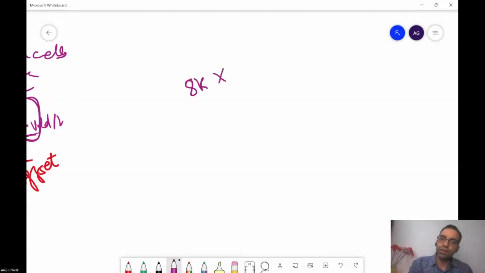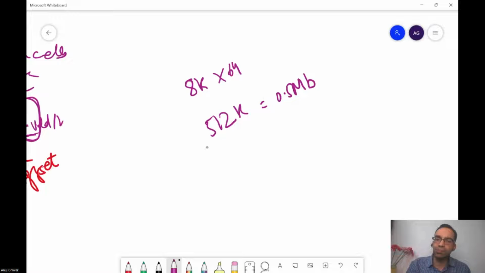8K cross 64. What is 8 into 64? Hello? The 2 raised to 5 power and n. Yes, the 2 raised to power n thing. 5 and 2K is equal to 0.5 MB. That's the number. So you need to make 5 and 2K cells.